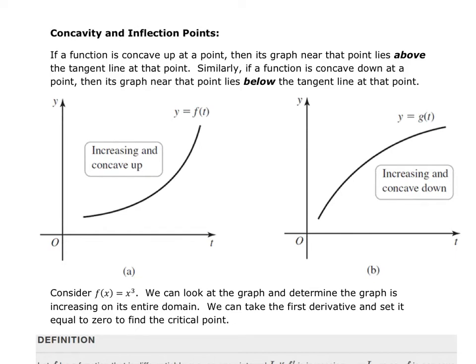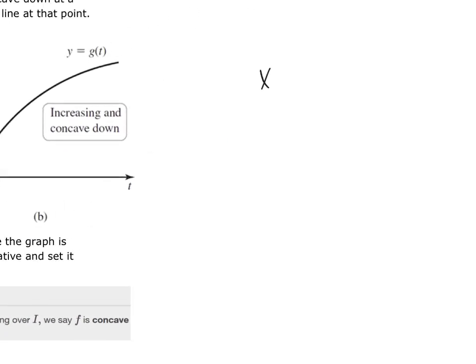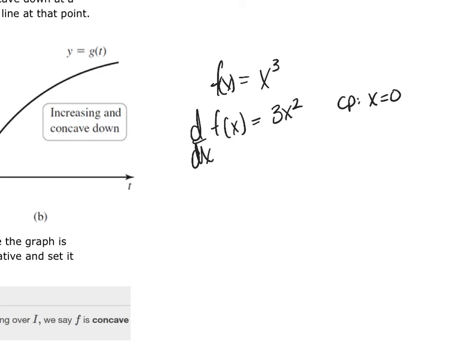So when we do our second derivative and set it equal to 0, that means we have concave up and concave down. So if I were to look at x to the third, it has a critical point at 0, but it's not a maxima or a minima. So here's x to the third. If I do the derivative of this, I'm going to get 3x squared. I'm going to set that equal to 0, and I'm going to get a critical point at x equals 0, which I test and I see that it's increasing the entire time.